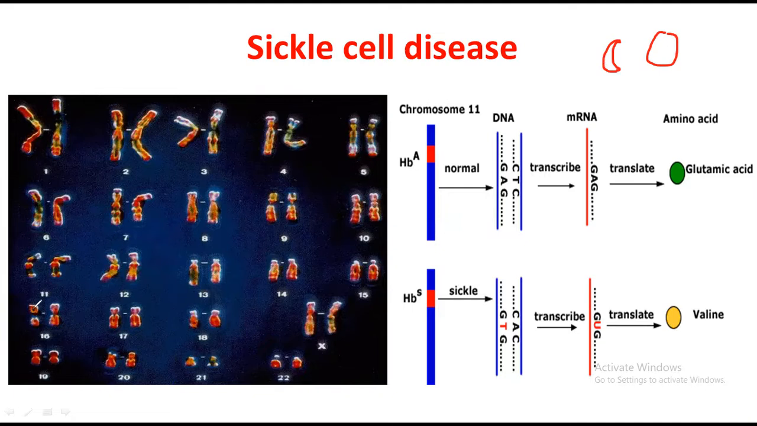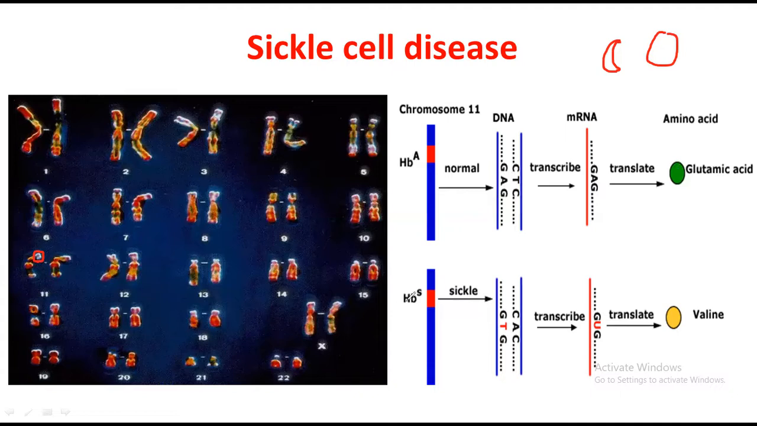In sickle cell disease, there is an abnormality and a mutation on the 11th chromosome. This is the 11th chromosome. Just look here, here is a small mutation. If I enlarge it, here is the HBA, and the normal sequence is GCTANCG. It is a normal gene, and it produces glutamic acid.